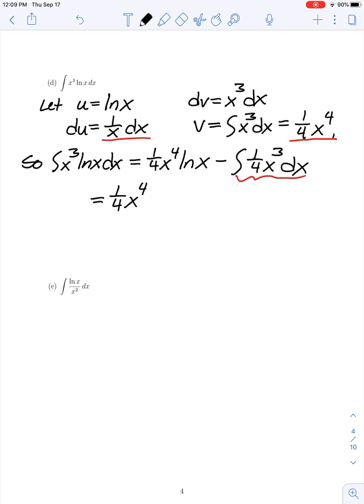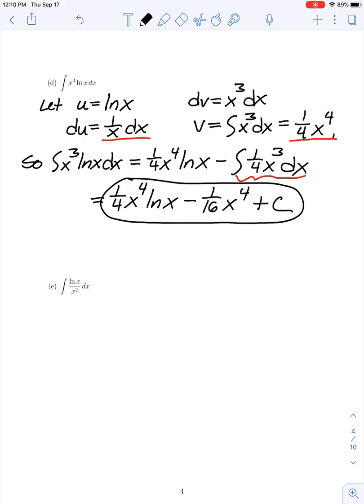So here we have 1/4 x to the 4th, natural log x, minus 1/16 x to the 4th. And after we've evaluated all of our integrals, we can include the constant of integration for this indefinite integral. So we've got the following. So in this example, we're illustrating that our initial choice for u and dv might not always work out, in which case we would just go back to the beginning and reverse what we called u and dv.